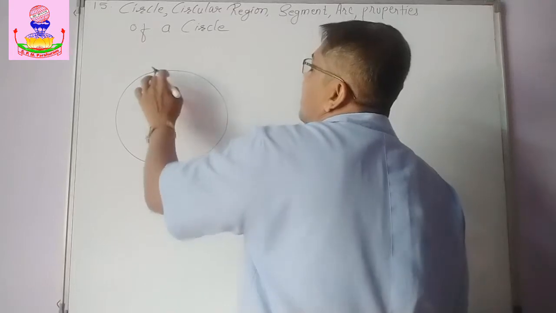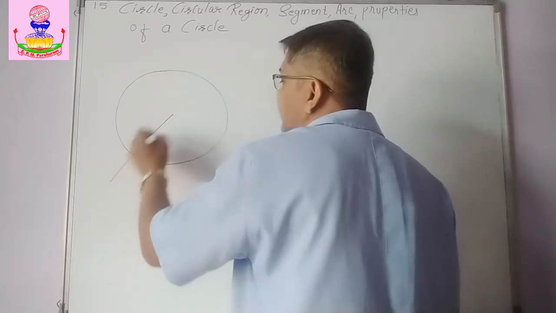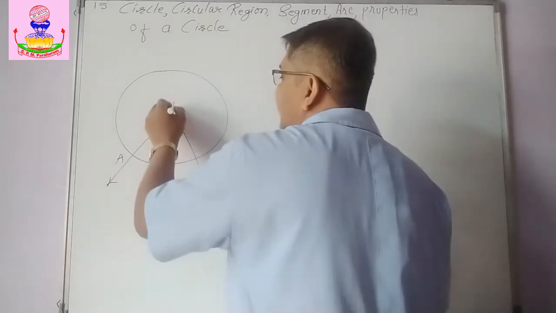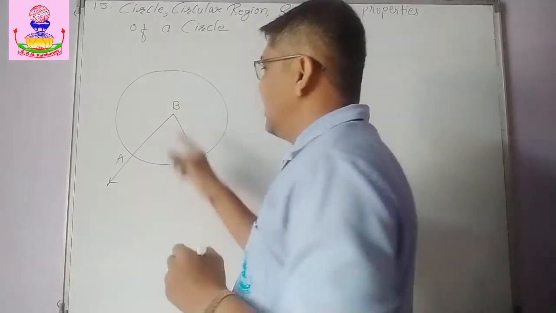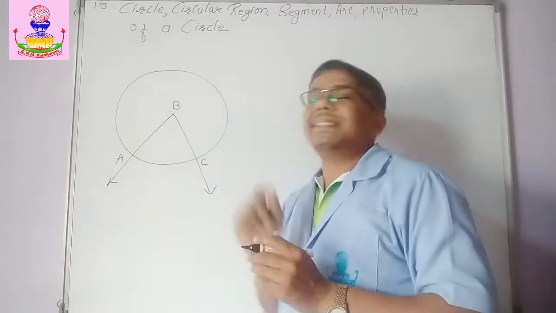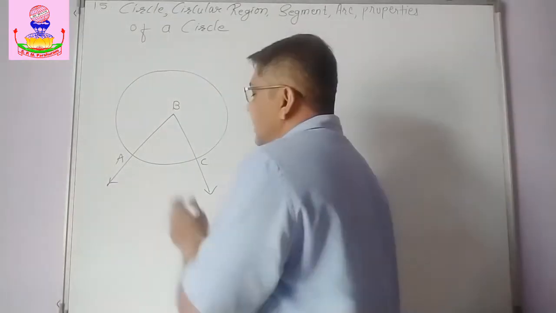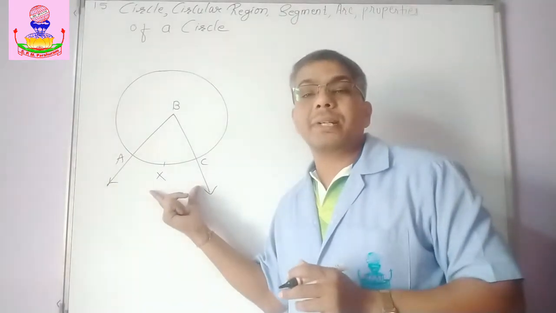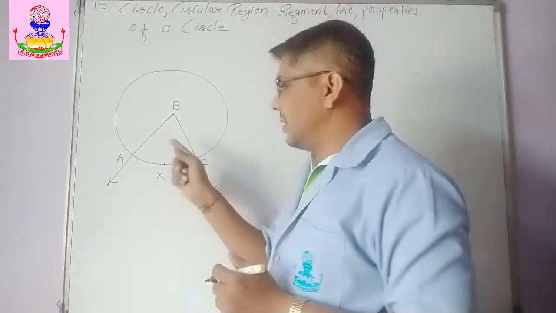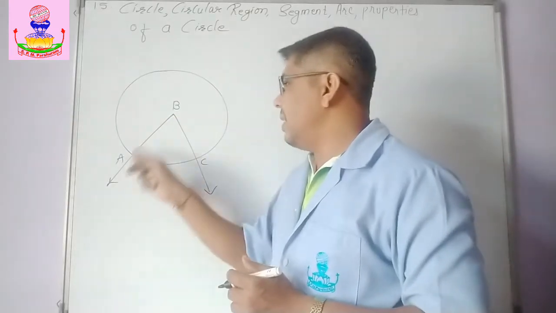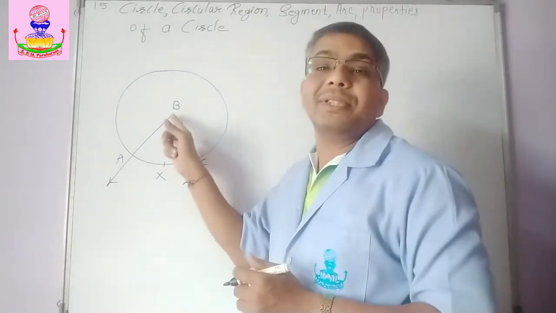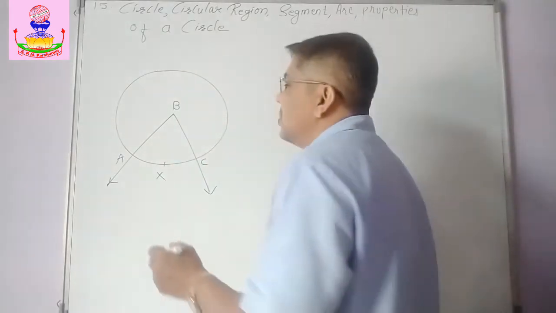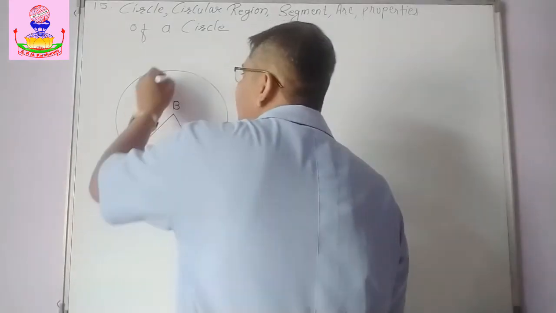The angle whose vertex is at the center is called the central angle. So this is the central angle, okay? And it intercepts this arc AXC. This is called the intercepted arc. And as we have said, the measure of arc AXC is always equal to the measure of the central angle ABC.